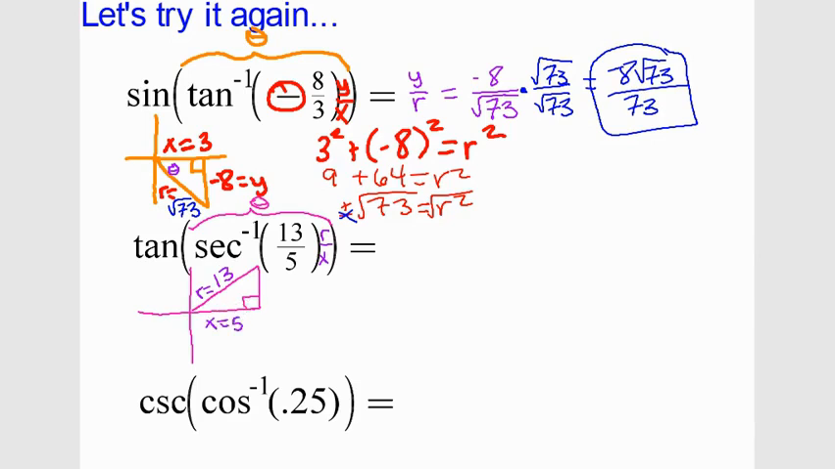Now this one is also a Pythagorean triple. Did you spot it? It's a 5, 12, 13 triangle, so my y value is 12. Now, we never actually found our angle theta, but we've got all 3 sides of its triangle, so we can find any of the 6 trig functions they want. They want tangent of the angle whose secant is 13 over 5. Well, that's this angle. What's the tangent of this angle? Tangent is y over x. So for this angle, that would be 12 over 5. Final answer. Tangent of the angle whose secant is 13 over 5 is 12 over 5.